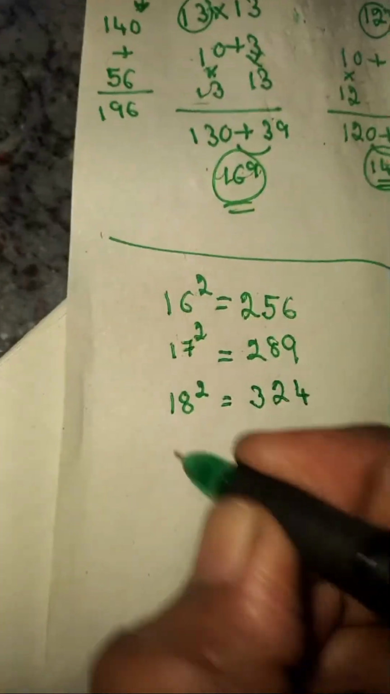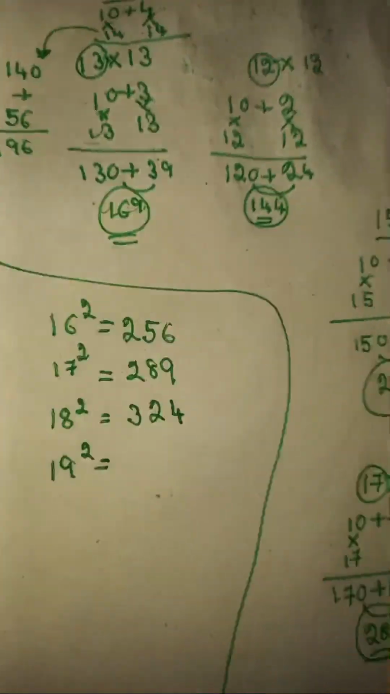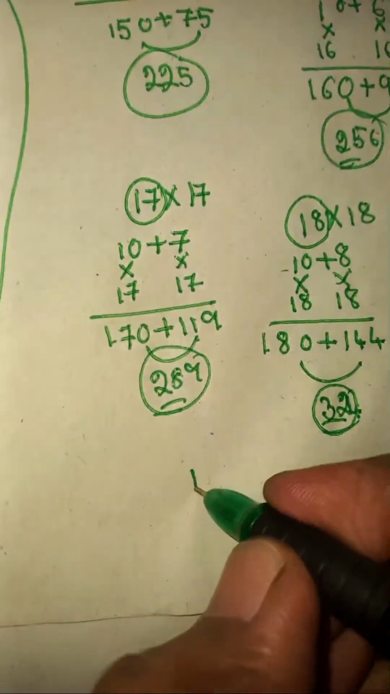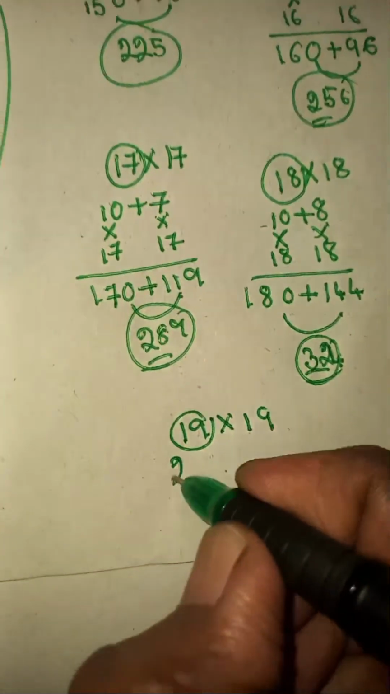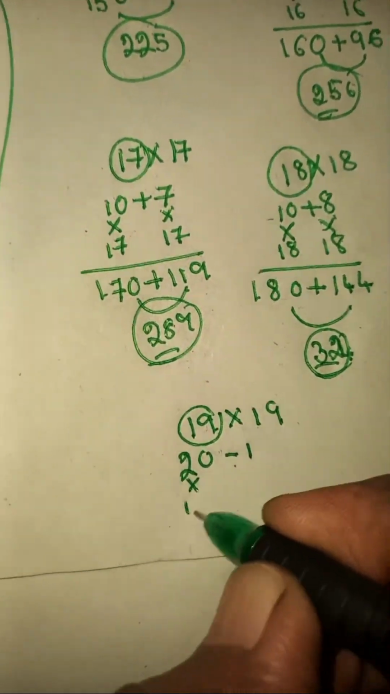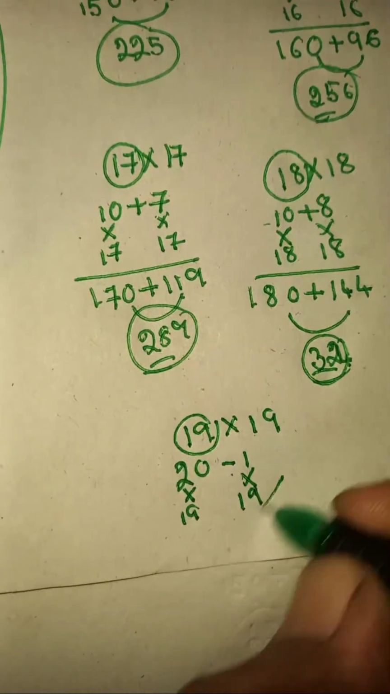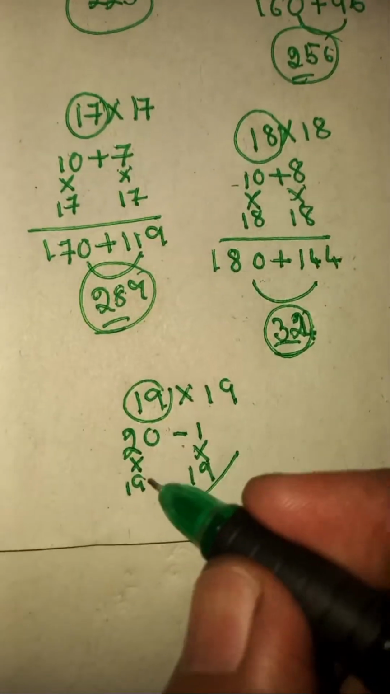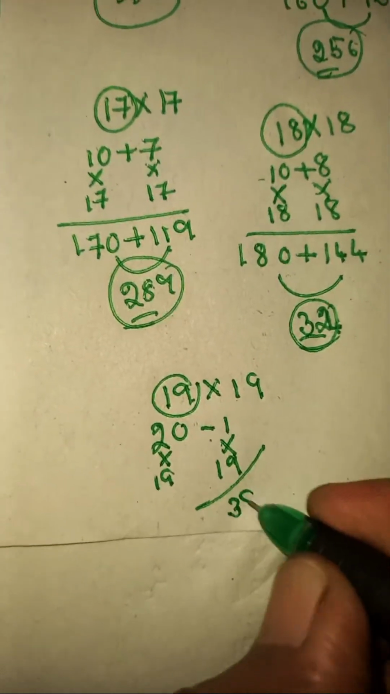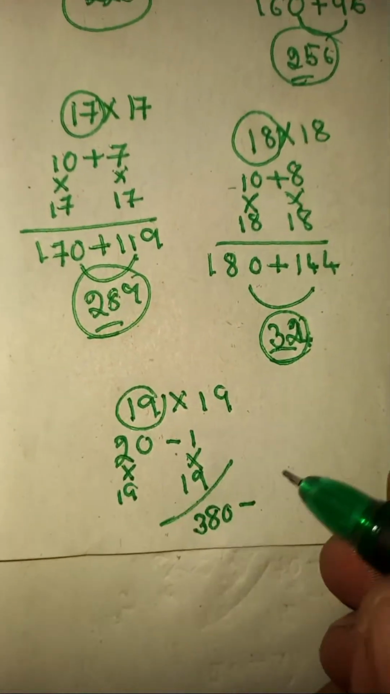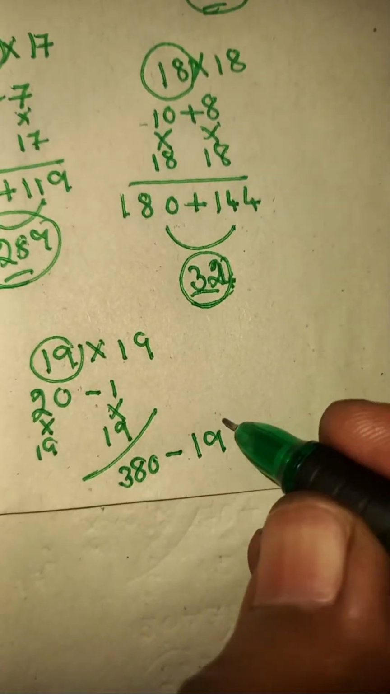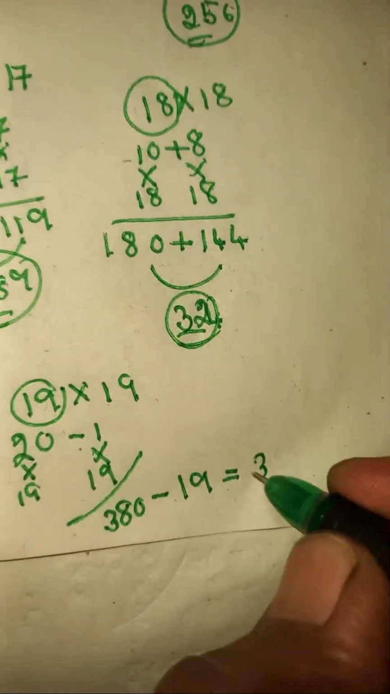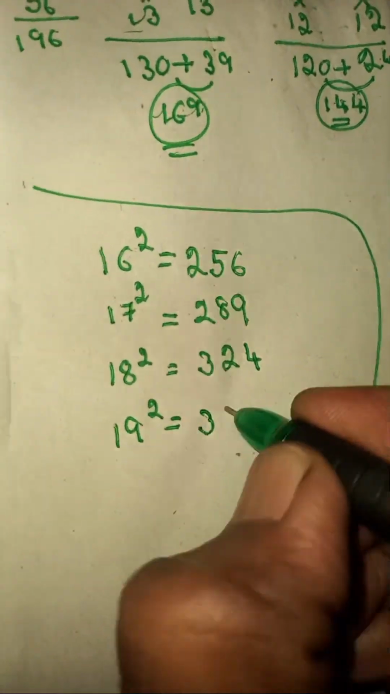Now I'll do 19 square. 19 square also the same way. Here you can write it as 19 times 19. 19 you can split as 20 minus 1. Here also multiply with 19. You're going to get 19 times 2 is 38, so it is 380, minus 19 times 1, which is 19. When you subtract, 380 minus 20 is 360, plus 1, 361. So this complete number becomes 361.